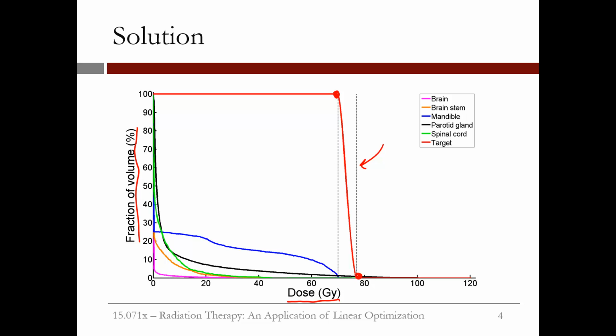While none of the critical structures are getting very high doses, it looks like the mandible, which is shown as the blue line, is receiving the highest dose of the healthy organs. In the next video, we'll explore different solutions and the shadow prices of our constraints.